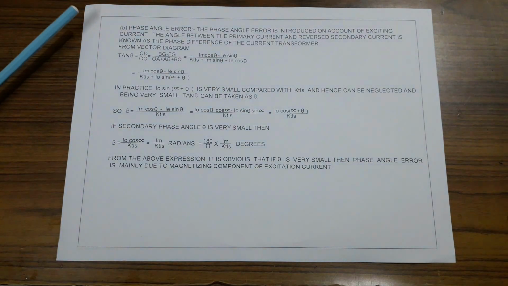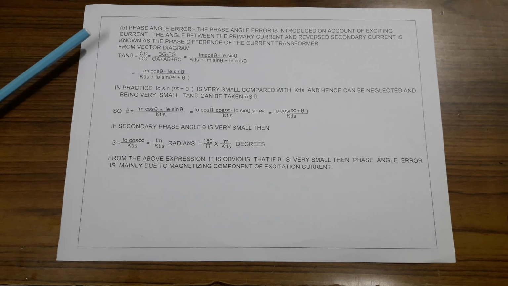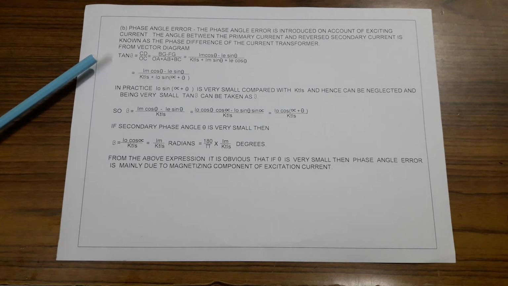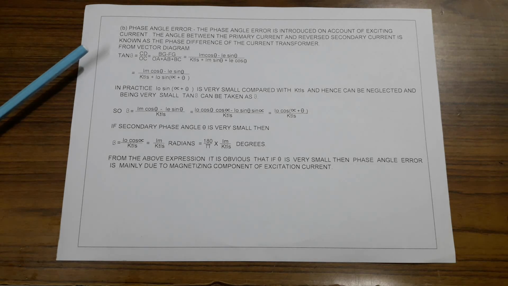Here it is phase angle error. The phase angle error is introduced on account of exciting current. The angle between the primary current and reverse secondary current is known as the phase difference of the current transformer. From the vector diagram, tan beta is equal to CD by OC, which is equal to BG plus FG divided by OA plus AB plus BC, which is equal to Im cos theta minus IE sin theta.